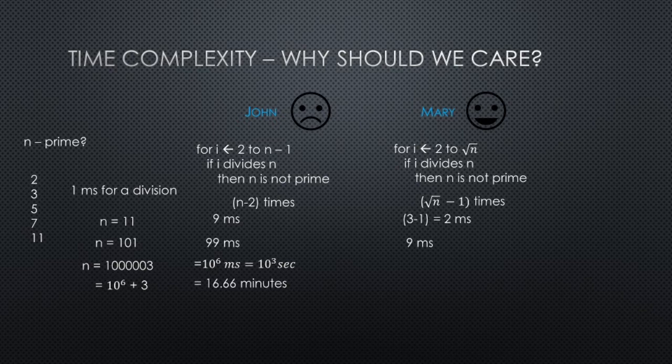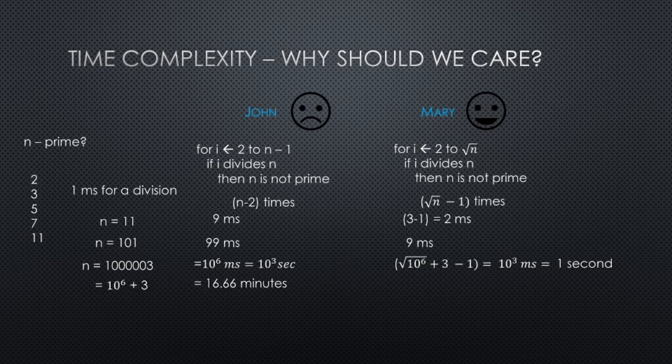Wow. Now let's see how Mary does here. Mary will take the square root of 10 to the power 6 plus 3, minus 1. For larger values, we can safely ignore this minus 1, so it's almost 10 to the power 3 milliseconds, which is only 1 second. Now we can see a valuable difference here. While John is taking 16.66 minutes for his input, Mary is able to solve the problem in only 1 second.